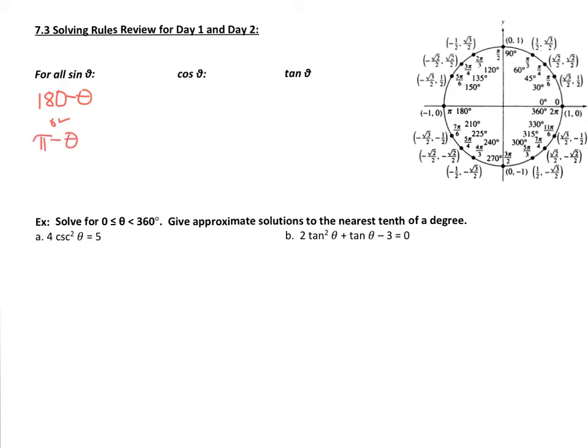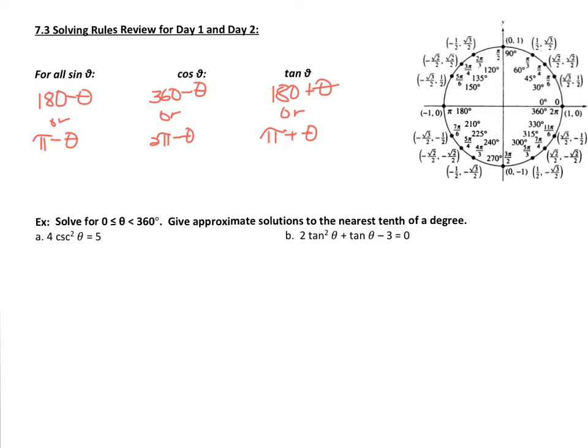For cosine, same idea, but where cosine's positive and negative is different on the unit circle or in the four quadrants. Therefore, we do 360 minus whatever our first answer was, or 2 pi. And then for tangent, you would do 180 plus. Now, for tangent, the order in which you write that out doesn't really matter because it's addition. But for sine and cosine, order does matter because of the subtraction.